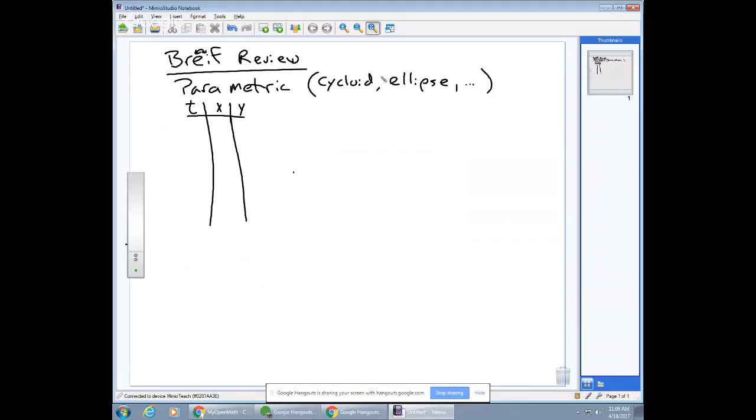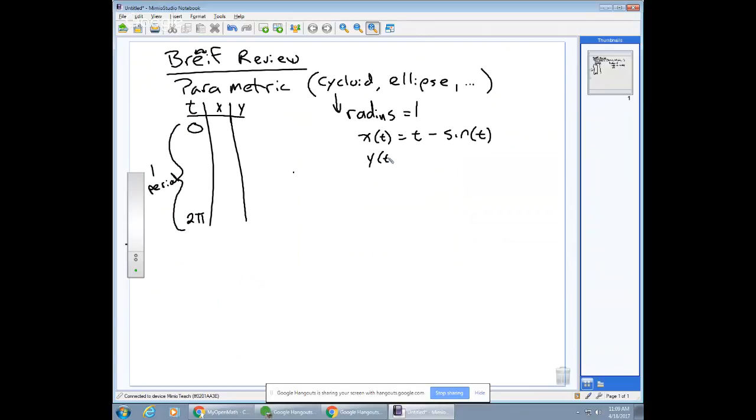When I'm thinking about the cycloid and the ellipse, most of the parameterizations we make allow us to go through one period of a regular trig function, and we get all we need to see. So, one period. As an example of a cycloid, we looked at a cycloid from a circle of radius 1, and we got x as a function of t is t minus sine of t, and y as a function of t was 1 minus cosine of t.